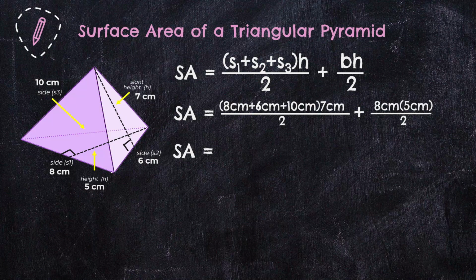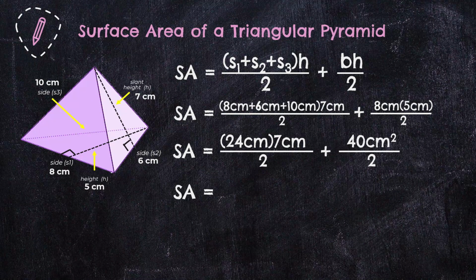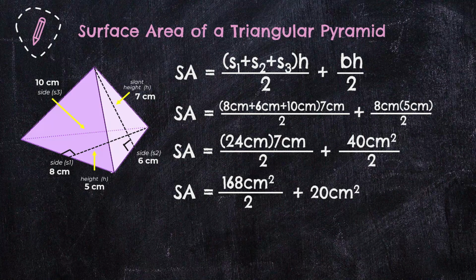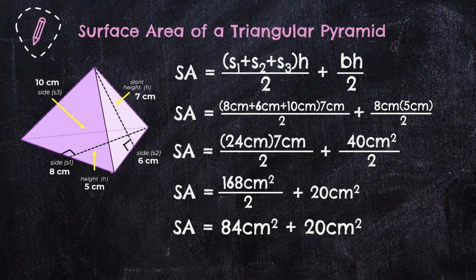So we have 8 plus 6 plus 10, that would be 24 centimeters times 7 centimeters divided by 2, plus 8 times 5, we have 40 square centimeters divided by 2. So 24 times 7, that would be 168 square centimeters divided by 2, plus 40 divided by 2 is 20 square centimeters. So next, 168 divided by 2, we have 84 square centimeters plus 20 square centimeters, that would be 104 square centimeters. So therefore, the surface area of this figure is 104 square centimeters.